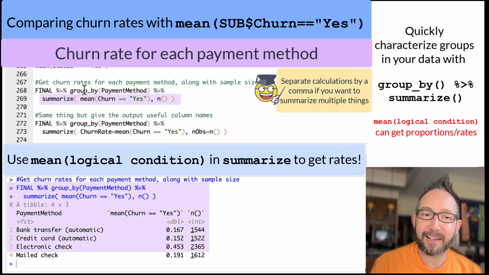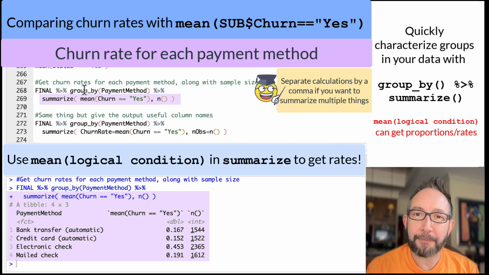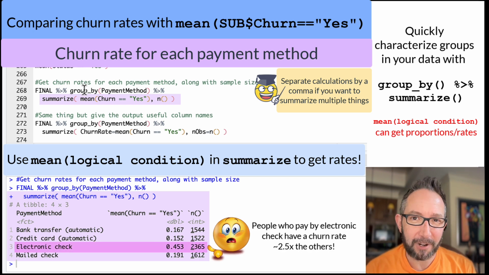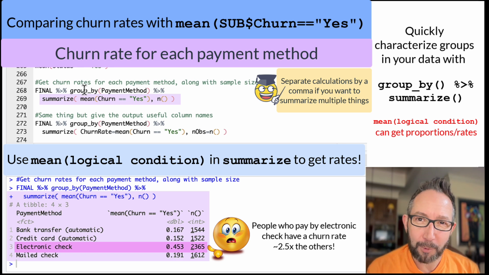So running this command, I get a nice data frame for the 4 different payment methods, the churn rates across those 4 different methods, and then also the sample sizes as well. So I have pretty beefy sample sizes. Those estimated churn probabilities are pretty accurate here. And one thing sticks out. I see electronic check looks like it has a really high churn rate for whatever reason. That might be worth noting and discussing with people at the company.